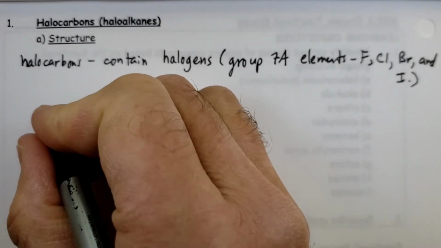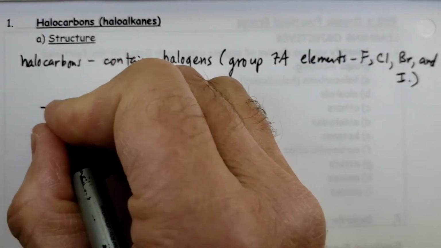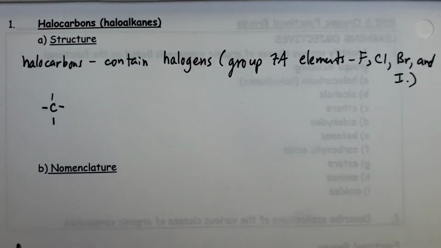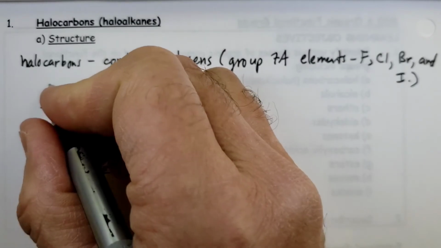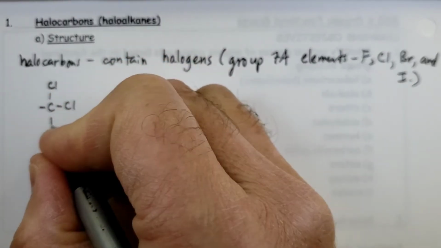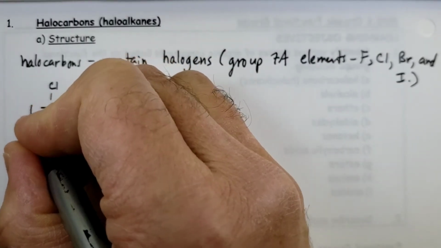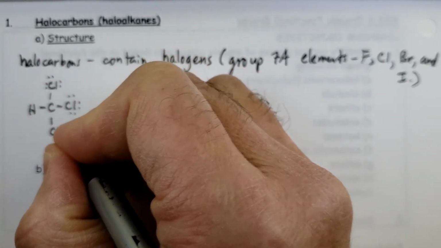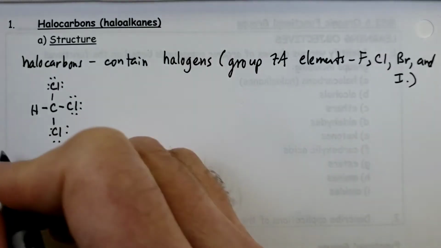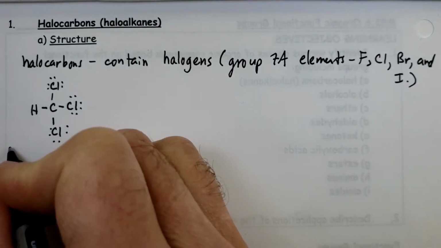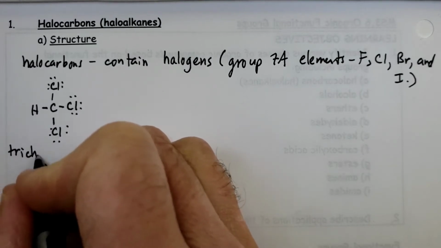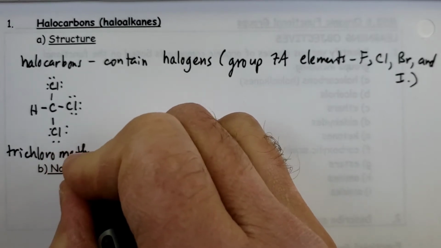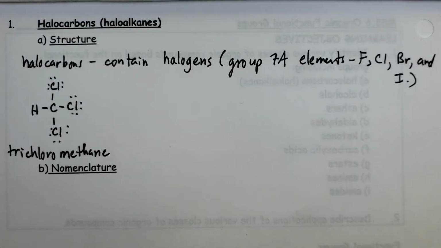If we look at a few here, we could have a carbon. Now, if that carbon was attached to hydrogens, it would be methane, of course. But we could have, instead of hydrogens, chlorines attached like this. And of course, the lone pairs of electrons would be around each chlorine, like so. And this would be called trichloro, and of course, one carbon is methane. So you can see how the naming occurs there.